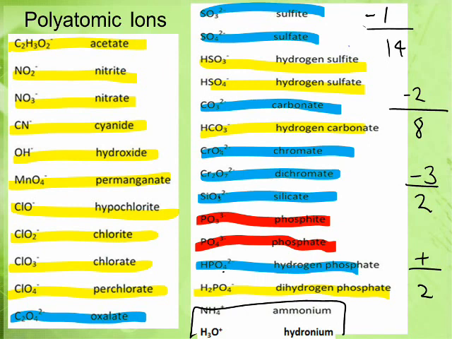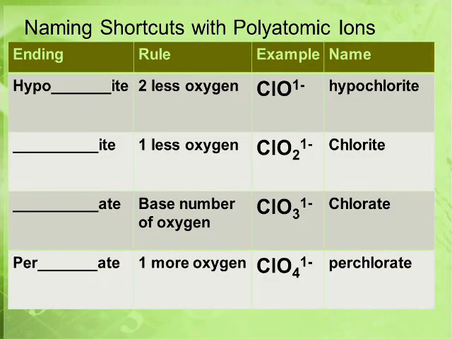If we see these over here, what is the difference between ate and ite? What does that mean? What is the per and the hypo? What does all that mean? Let's look at some basic rules, and hopefully it'll be easier to follow all this. So these are shortcuts with polyatomic ions.